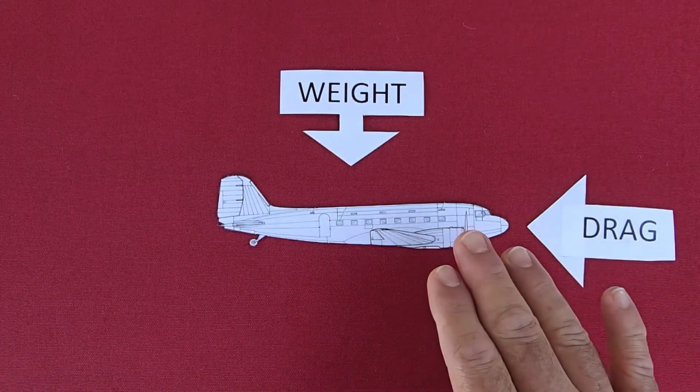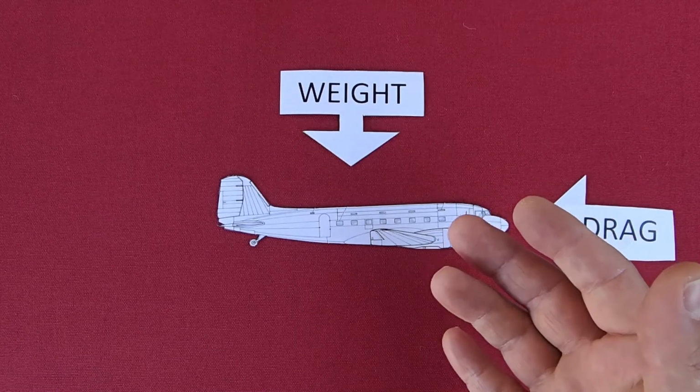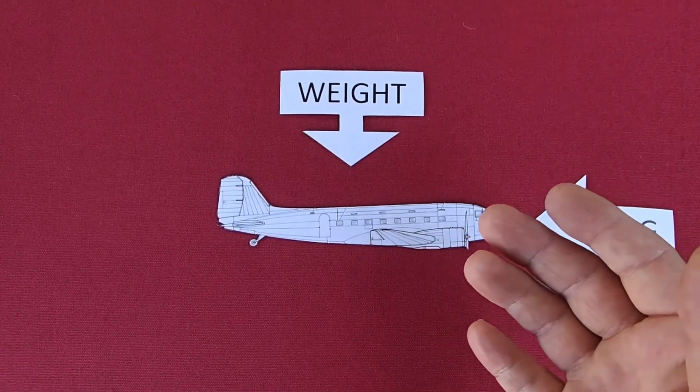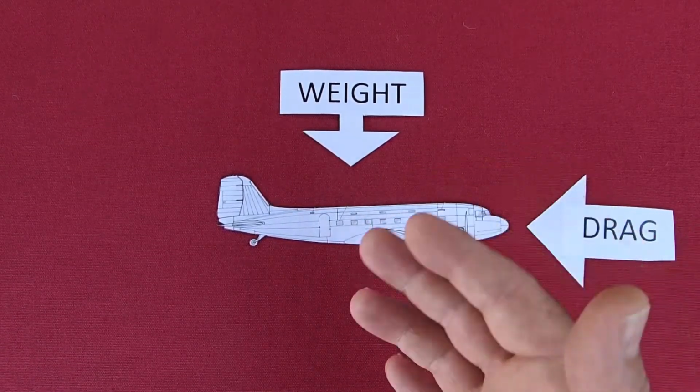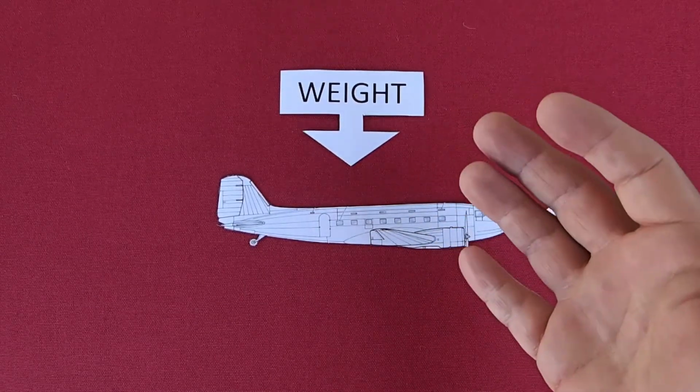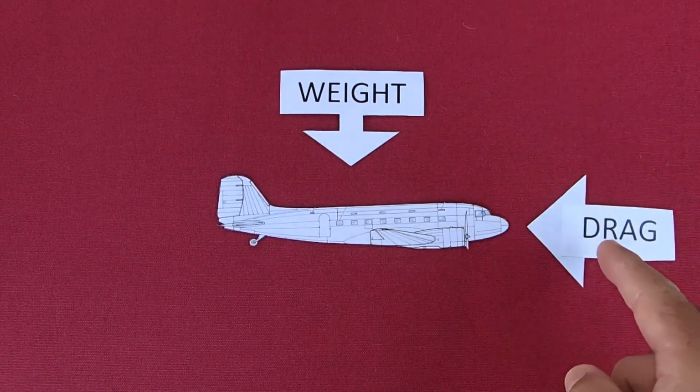Drag is also affected by speed, how fast the plane is flying, how slow. The faster you go, the higher that friction becomes. Therefore, the faster you go, the higher the drag.